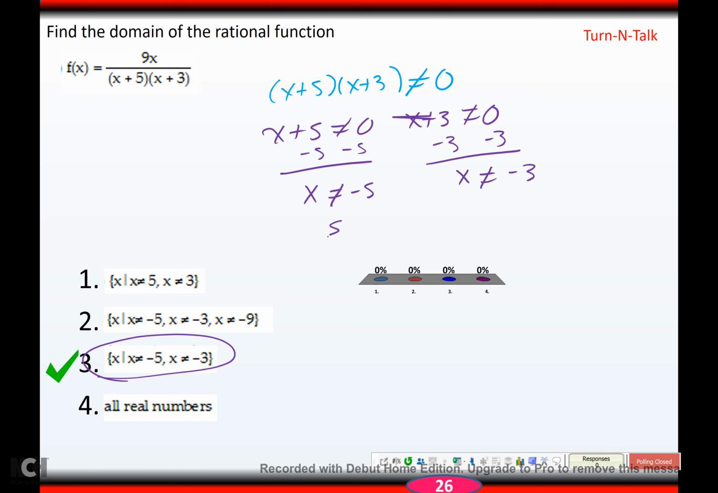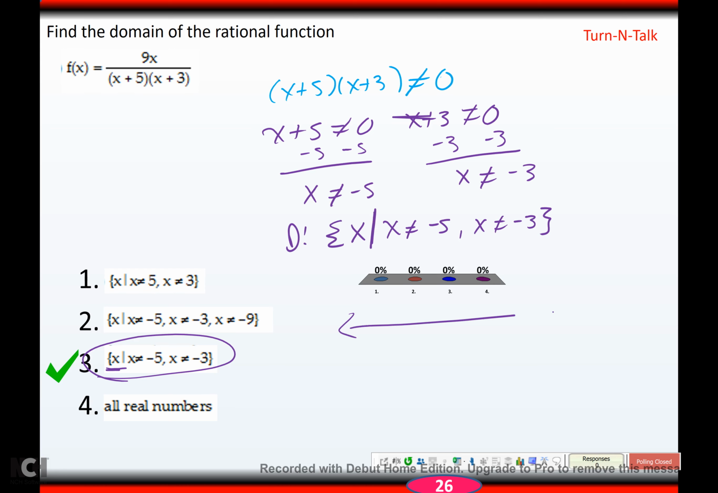This notation just says the set of all x such that. That's how you read this part. And it's all of the x's except x can never be negative 5 and x can never be negative 3. That's one way to write it.